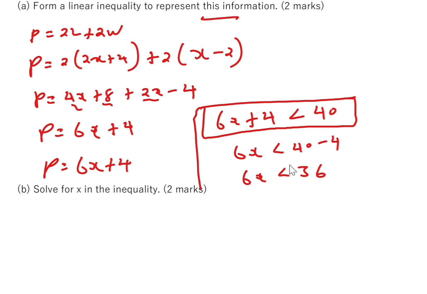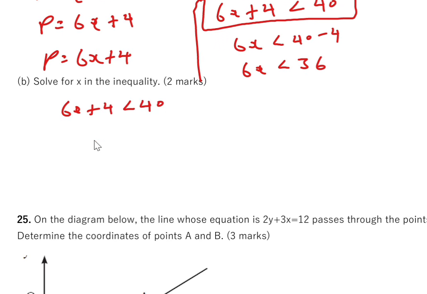So to solve for x, 6x plus 4 is less than 40. Taking 4 to the right, it becomes a minus. So we remain with 6x is less than 36. And divide by 6 to get x. And therefore we can see x is less than 36 divided by 6. x is less than 6. That is the value of x.